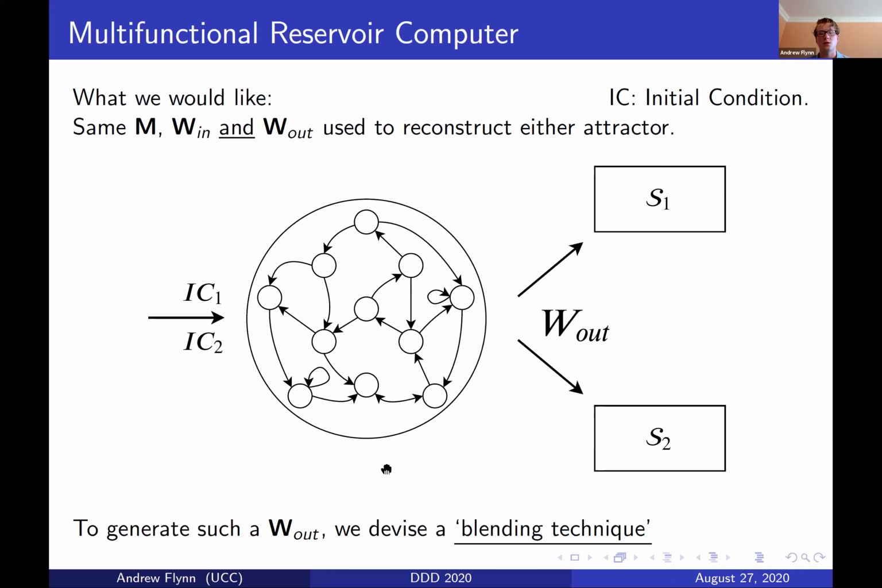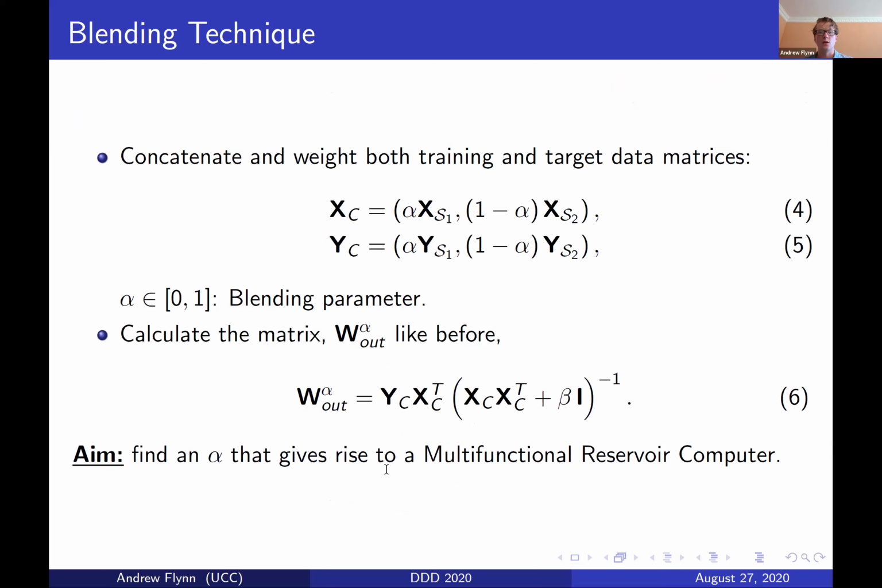To generate such a W out, we devised this blending technique. We concatenate and weight both training and target data matrices in the following manner, with this blending parameter alpha. If alpha is equal to 1, the reservoir will only see data from attractor S1. If alpha is equal to 0, then the reservoir will see data only from attractor S2. We do the same for the input data, and we calculate the W out matrix as before. The aim is to find an alpha such that we have the right blending of both attractors to give us this multifunctional reservoir computer.